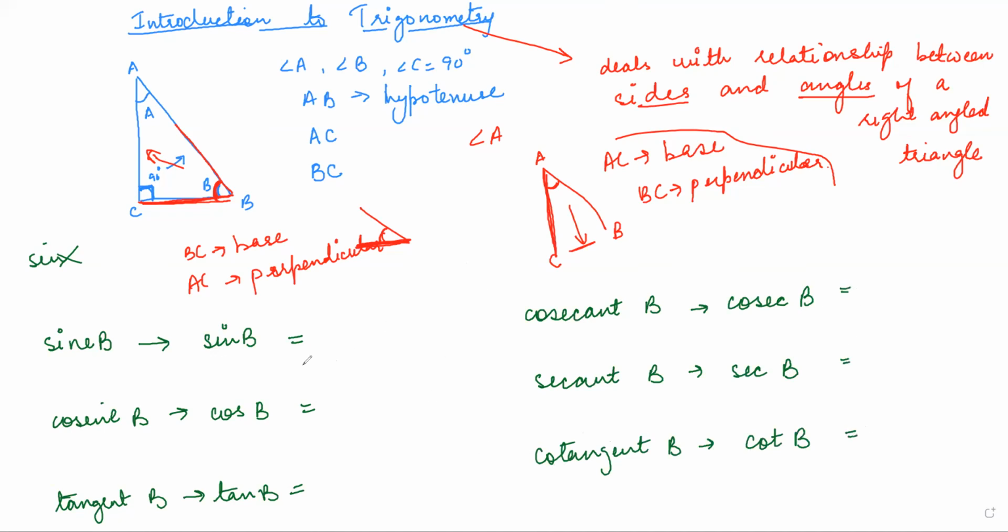Now you come to the relationship. Here you can see the angle is this, right? B is the angle, and sin B is equal to perpendicular upon hypotenuse, right? Perpendicular and hypotenuse are sides of the triangle and B is the angle. So basically this ratio is giving you the relationship between the angle and sides of a triangle. Is that okay? Similarly, cos B is base upon hypotenuse and tan B is perpendicular upon base, right?